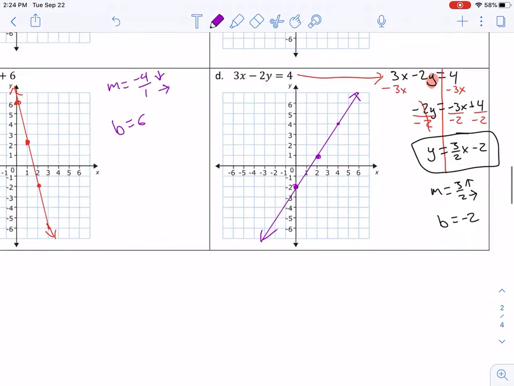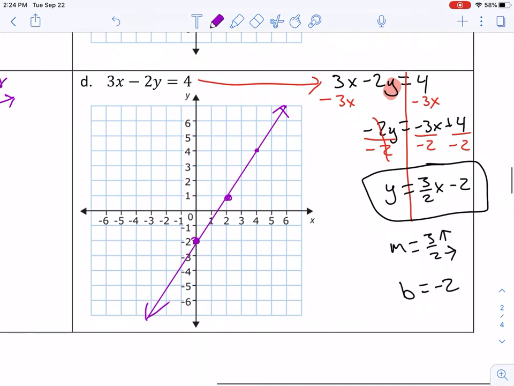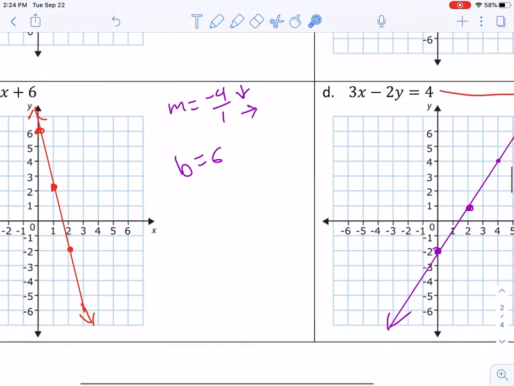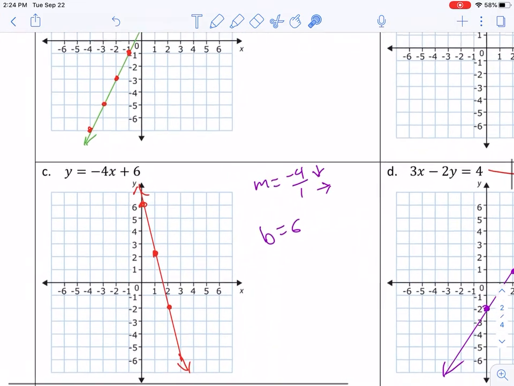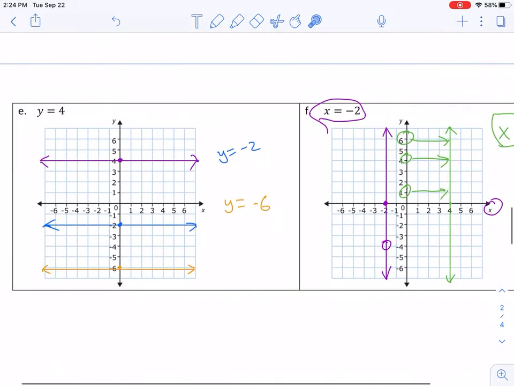Versus these ones where it's like, okay, well, if x is 2, then y is 1. But if x is 4, then y is 4. 1, 2, 3. Yeah, I did count that right. So these ones are a little bit different, but your vertical ones, x is always going to be 4, so it just cuts across like that.